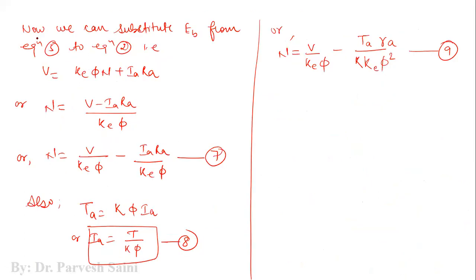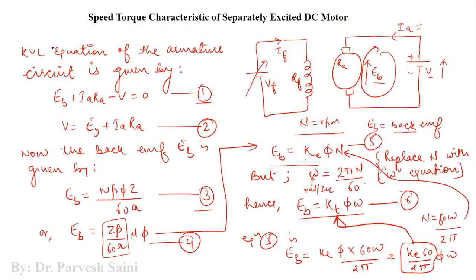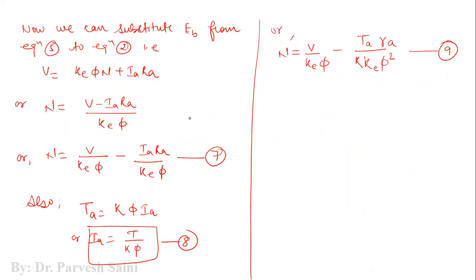Now if we substitute equation 5 in equation number 2, we will get a new equation: V is equal to Ke Φ N plus Ia Ra. Now we can rearrange this equation to get it in terms of speed and the armature current. On rearranging and simplifying, we have got equation number 7. This is the simplified version of the previous equation, right?